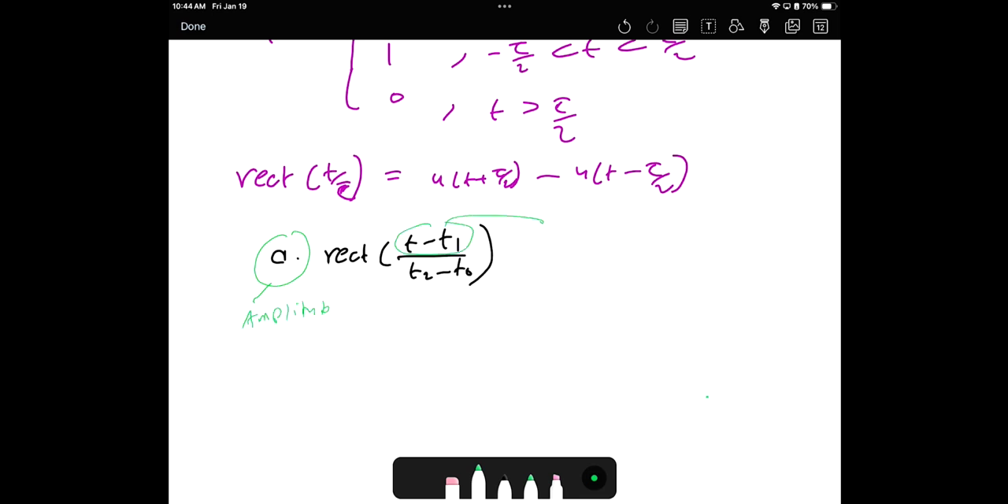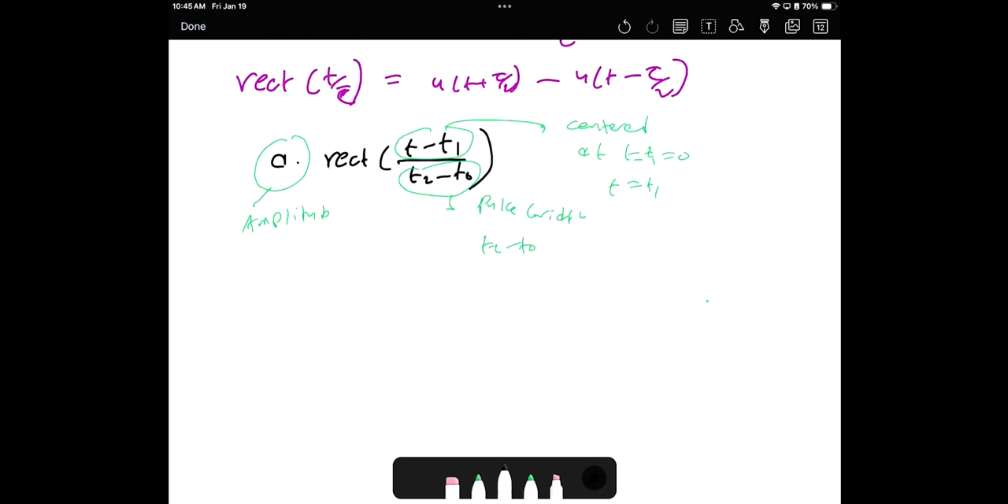This is for the center. Center at t minus t1 equals 0, therefore t will be t1. And this is related to the pulse width. So the pulse width will be t2 minus t0. Okay.